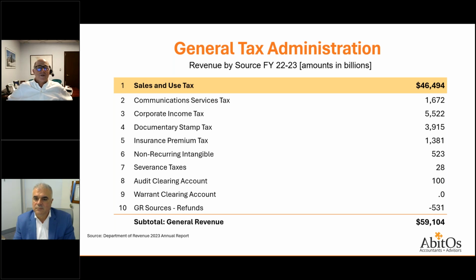Just by way of introduction, Florida's annual budget is about $110 billion. $59 billion comes through general taxes. About $30 billion are grants from the federal government, and the rest are what we call trust fund taxes, which are taken in and must be used for specific purposes.